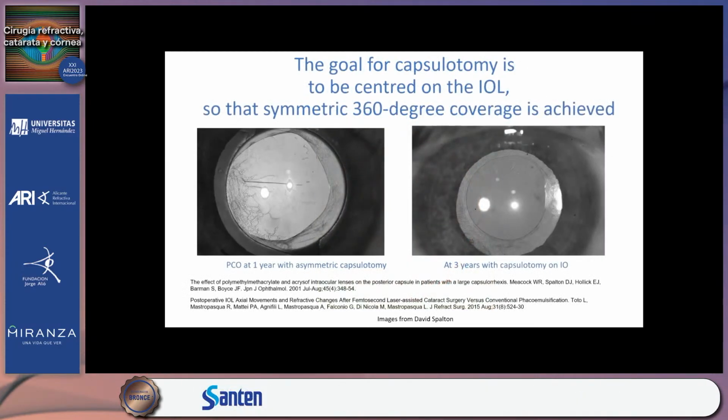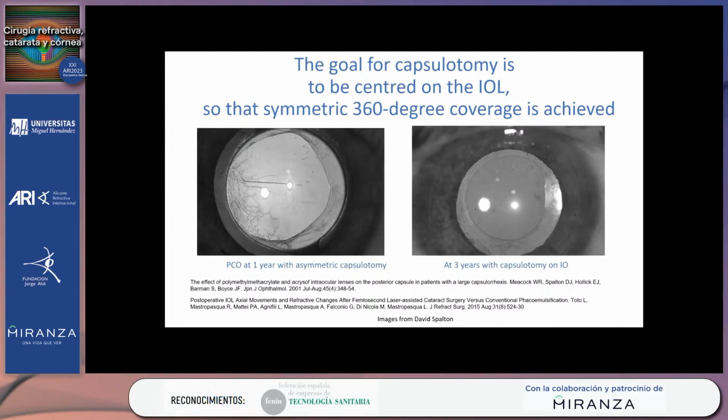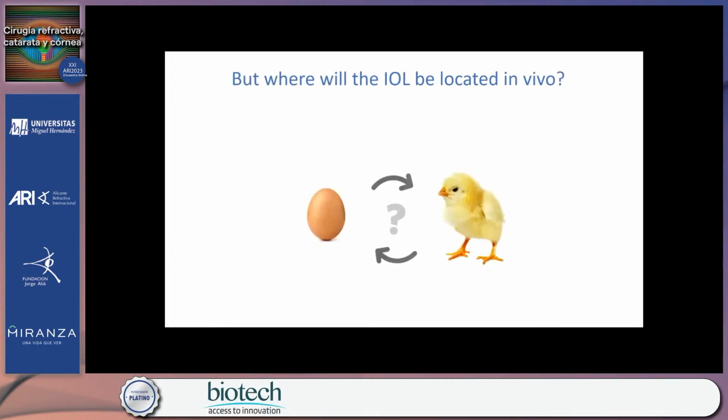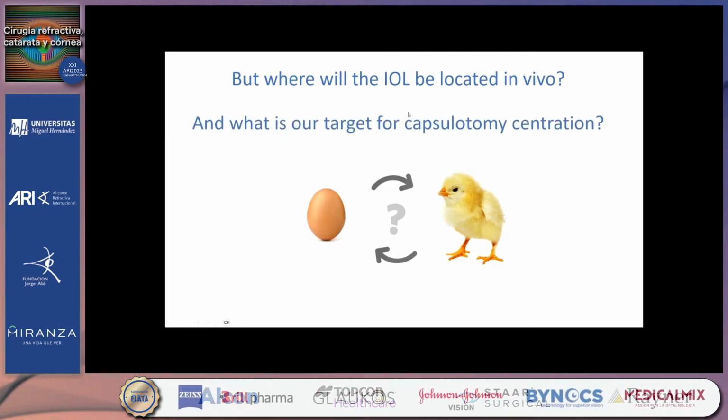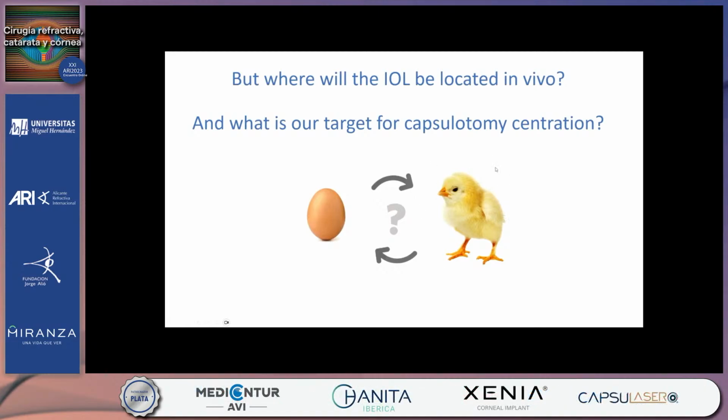The goal for capsulotomy is quite simply to be centered on the IOL. And hopefully this yields a nice symmetric 360-degree coverage, and that's what we'd like to achieve. But it's kind of a chicken and an egg scenario. Where will the IOL be located in the eye? And then what is our target? Because obviously we're creating the capsulotomy first, but we want to center it on the IOL.